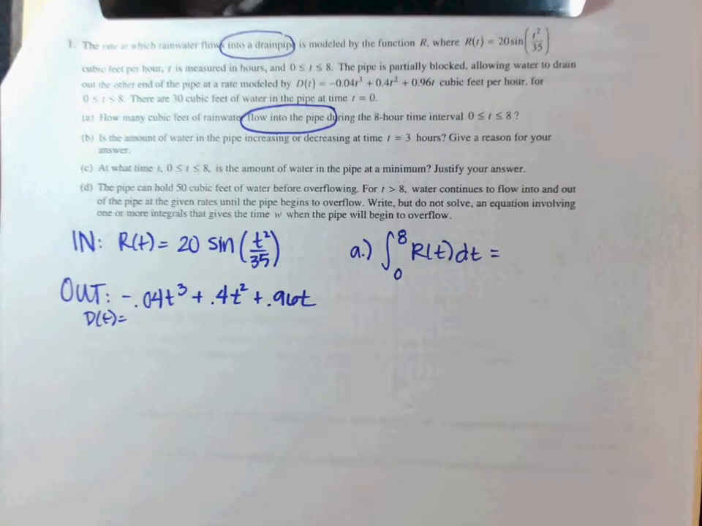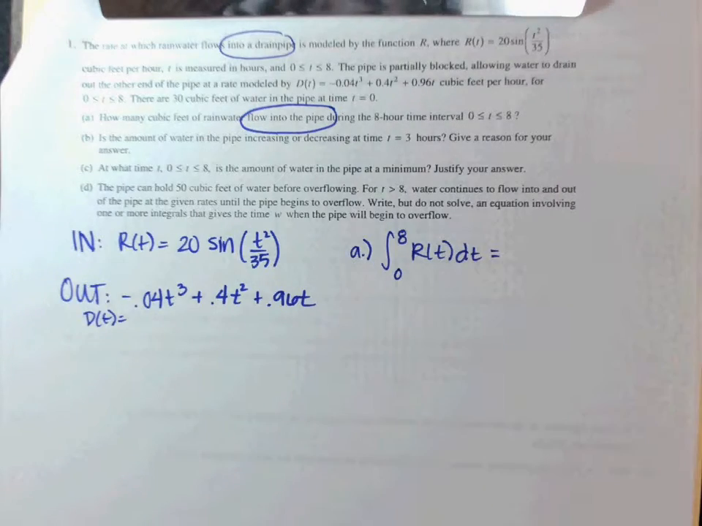Okay, good question. So the units for this, this is the rate that water is flowing in cubic feet per hour. So if I want to know how many cubic feet, that's an integral. Because think about it, if I'm going from meters per second to meters, that's an integral. If I'm going from cubic feet per hour to cubic feet, that's an integral too.